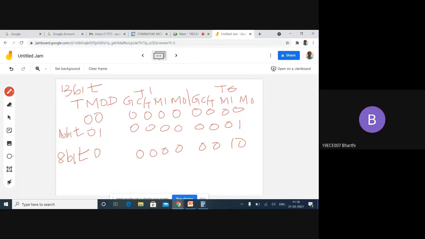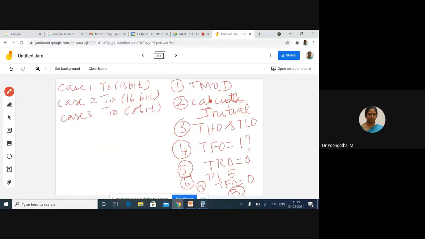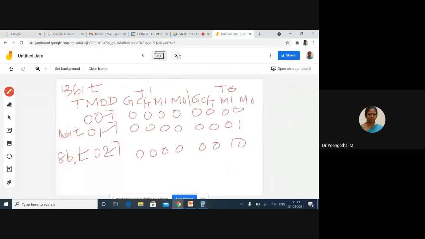So for 13-bit timer mode, you have to load 0, 0 to the TMOD register. For 16-bit timer mode, load 0, 1. For 8-bit auto reload, load 0, 2. Okay, so what is the next step? Next step, you have to calculate the initial value of the timer.